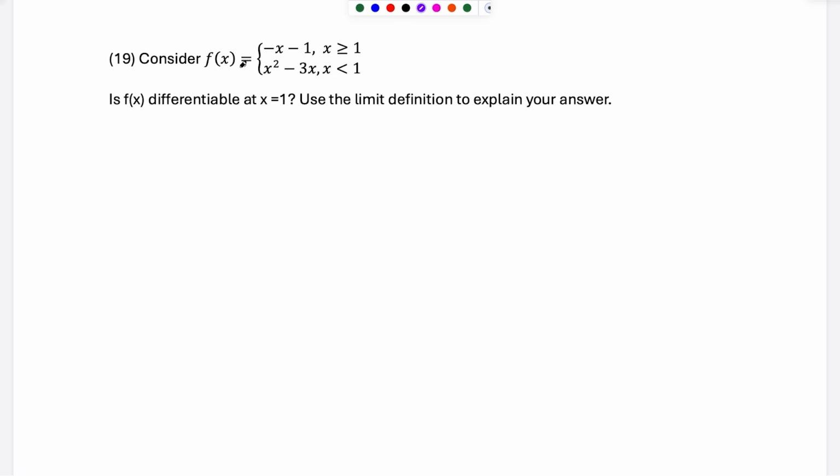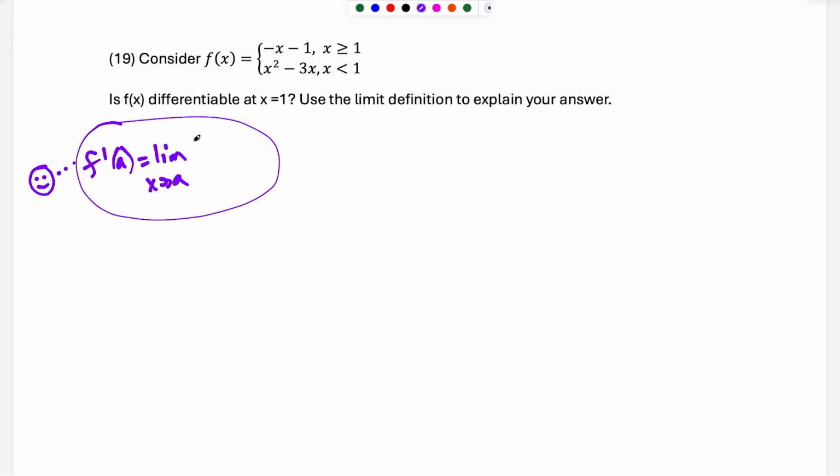Question 19, we have f of x as this piecewise function here, and we want to know, is f of x differentiable at x equals 1? And we have to use the limit definition to explain our answer. So let's think about this. We have the formula f prime of a equals the limit as x approaches a of f of x minus f of a over x minus a. If this limit exists, then we can say f is differentiable at x equals a. So this is what we want to investigate: the limit as x approaches, in this case, 1. We have a equal to 1 because they want us to find whether f of x is differentiable at 1. And if this limit holds true, then we can say yes, our function is differentiable at x equals 1.